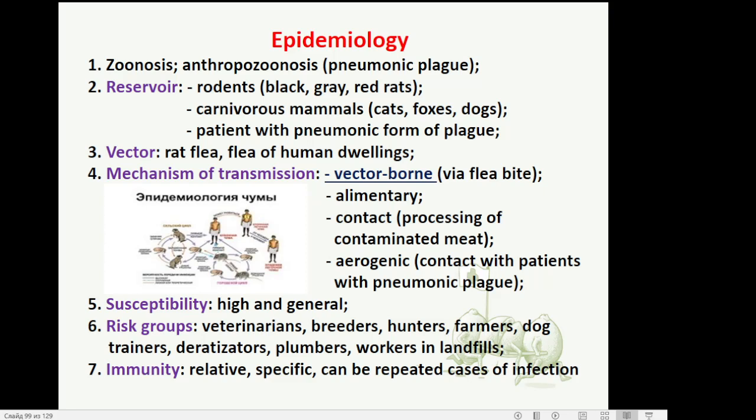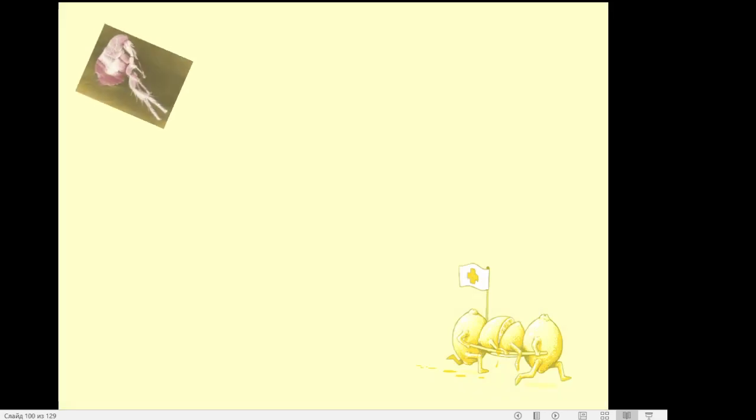The traditional vector of spreading at the beginning is vector-borne, with a flea bite. Other ways are possible, such as elementary contact. The aerogenic route is typical for the second and third stages of plague spreading, due to contact with a patient with pneumonic plague. Susceptibility is general and very high. Immunity is relative and specific; repeated cases of infection can occur if somebody survives, especially without treatment.